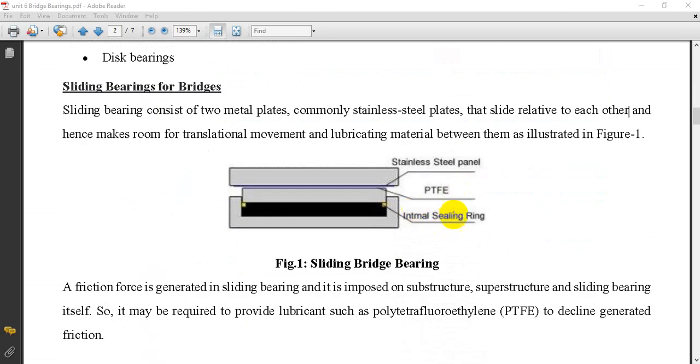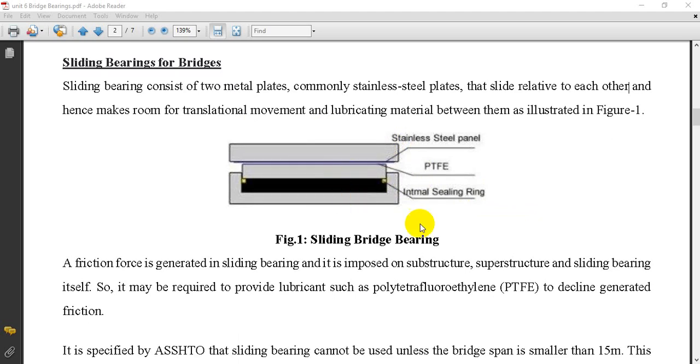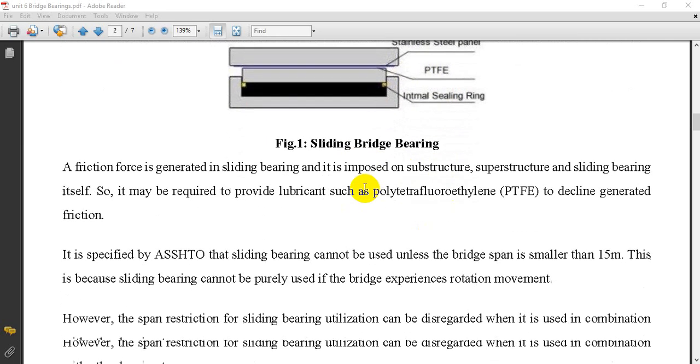What is the sliding bearing? So there are two plates. One is connected with the superstructure and another one is connected to the substructure, and those plates slide over each other when the translational movement or load is applied. You can see in this figure the stainless steel plate and the internal sealing ring they have shown, and this slides over each other.